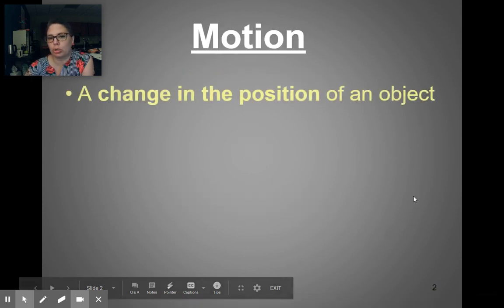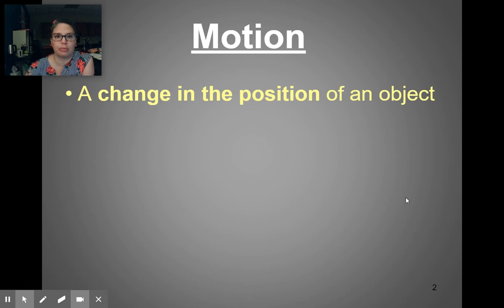So what is motion? Motion is a change in position. Here's a position. If I change it, it's not here anymore. That's a change in position. It moved. Anything that goes from one position to another, that's motion.